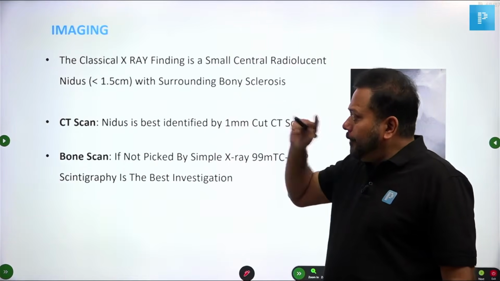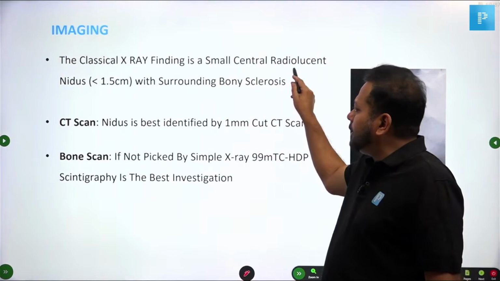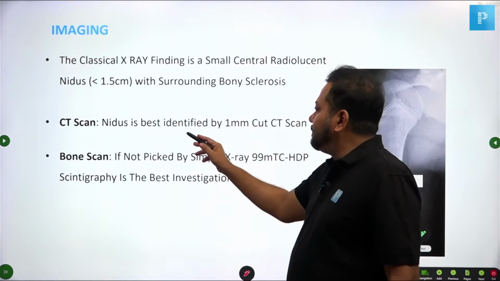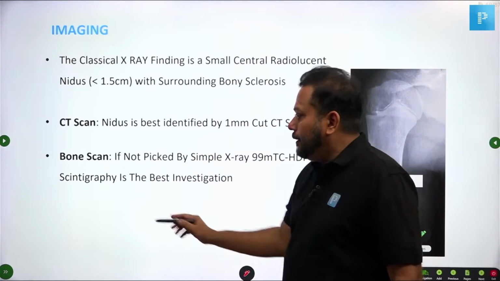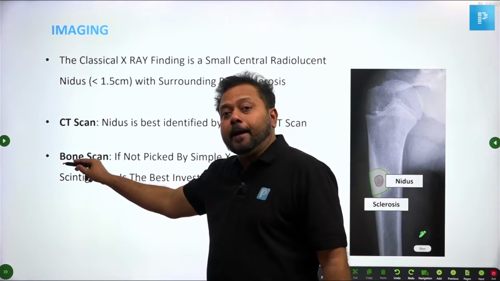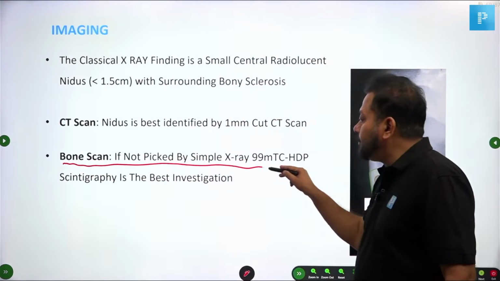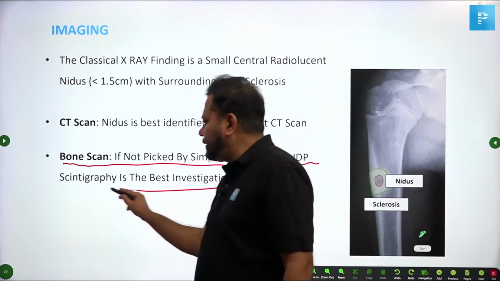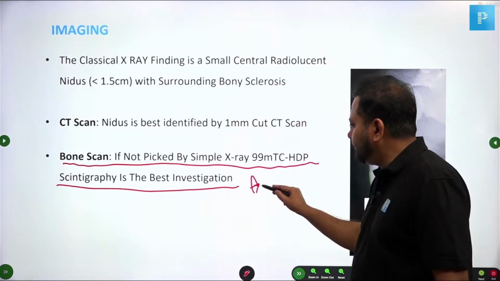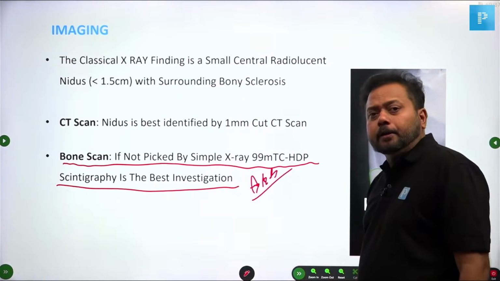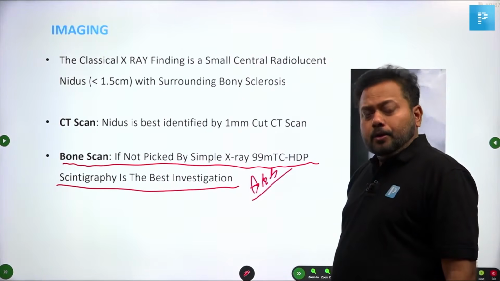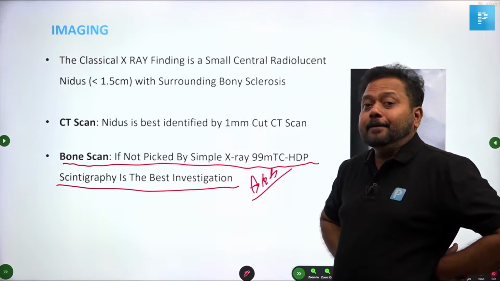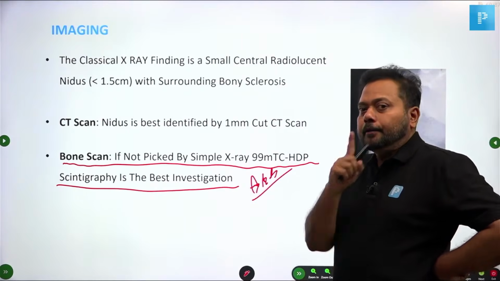Coming to imaging, the classical X-ray finding is a small central radiolucent nidus surrounded by bony sclerosis like this. On CT scan, the nidus is best identified by a 1 mm cut CT scan. This was an asked question. If not picked up by simple X-ray, technetium 99 HDP scintigraphy, the bone scan, is the best investigation for osteoid osteoma. This is a very, very important question. That should be the answer.